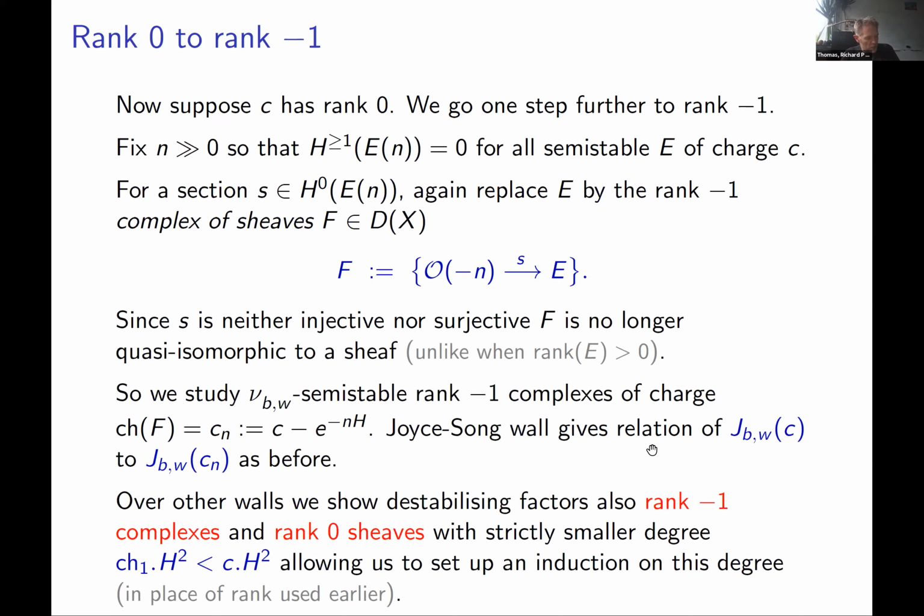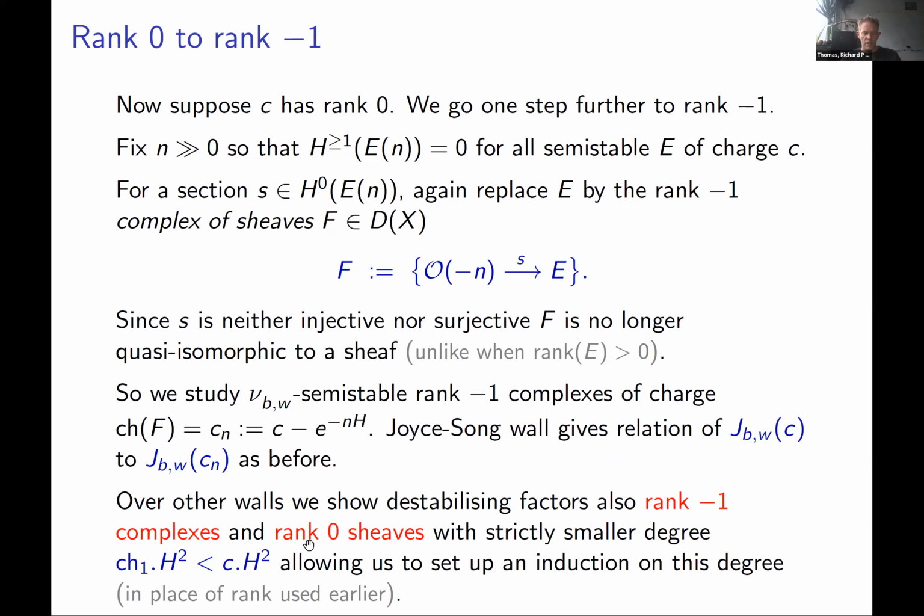Before we were able to show that on the other walls you only got sheaves. Here, that's not true. What we show is that on the other walls, all the destabilizing factors, all the shrapnel, are either rank zero sheaves or other rank minus one complexes like this F. But with a certain control, and the control before, remember, the control was rank. Here the control is not rank. It's this degree.